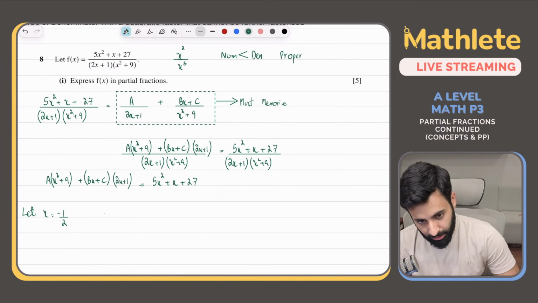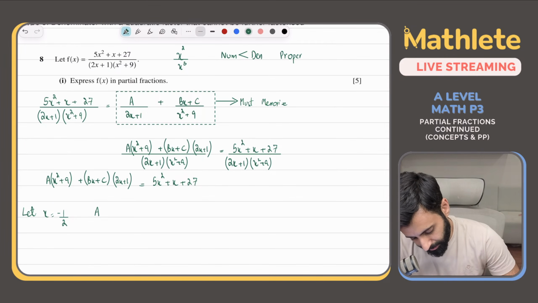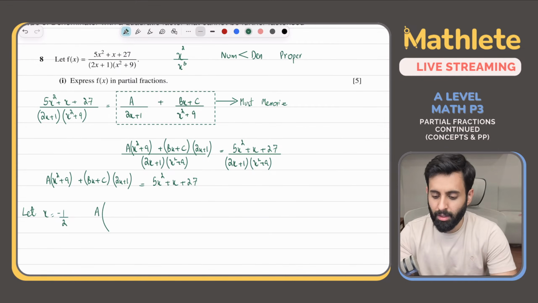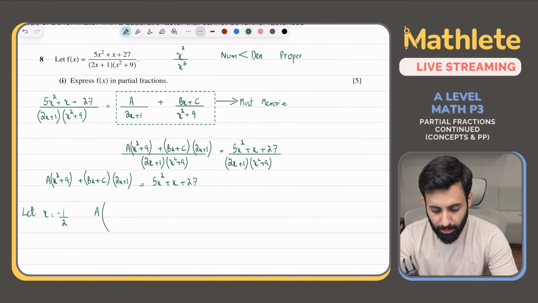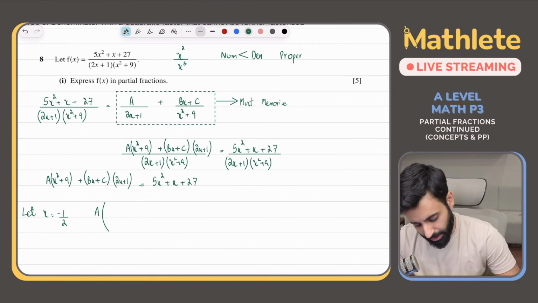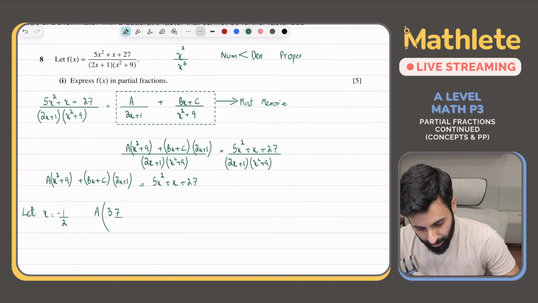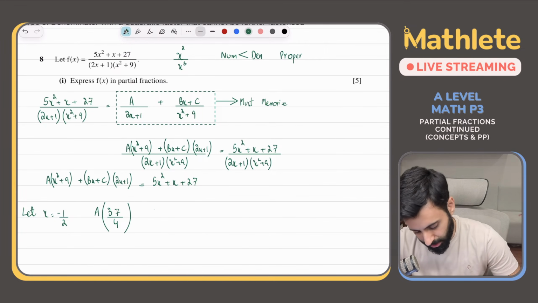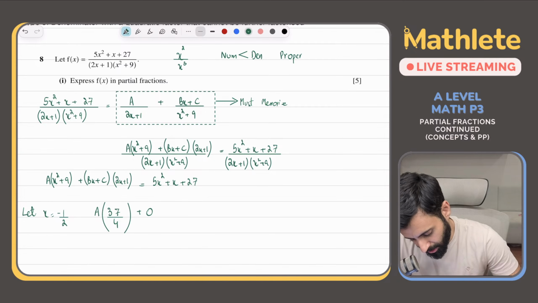Okay, so this is what we get. We get A into, use your calculator and make sure that when you're writing minus 1 upon 2, you write minus 1 upon 2 inside the bracket. Okay, it's minus 1 upon 2, the whole thing squared, plus 9. So that's equal to 37 upon 4. And this becomes 0. So plus 0 is equal to 5 times minus 1 upon 2, the whole thing squared, minus 1 upon 2 plus 27.